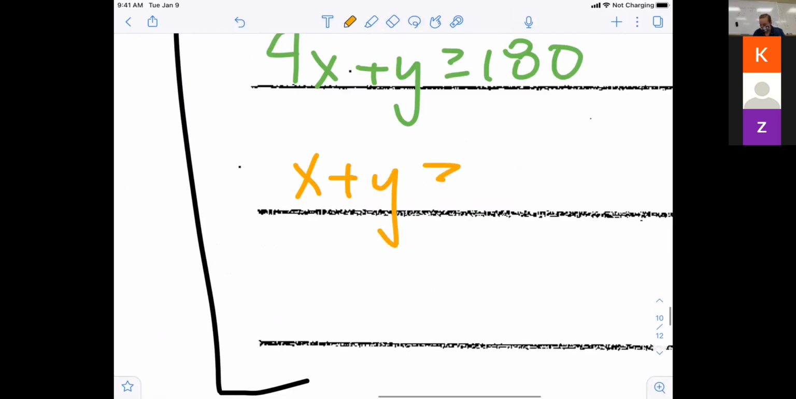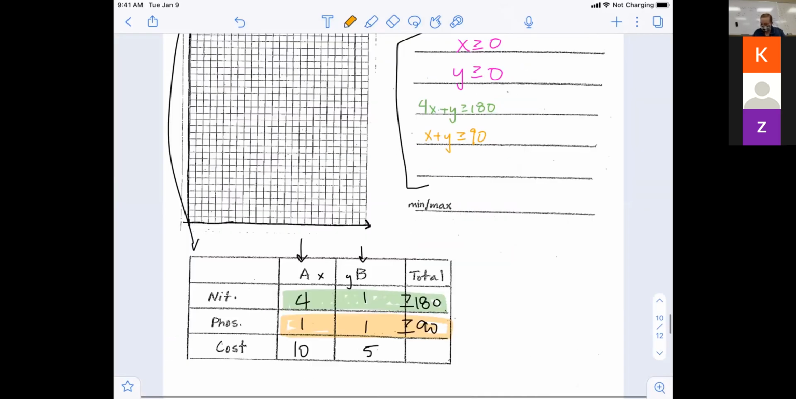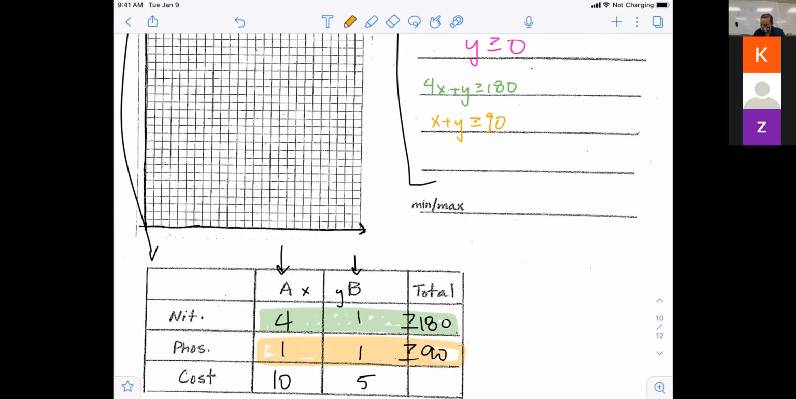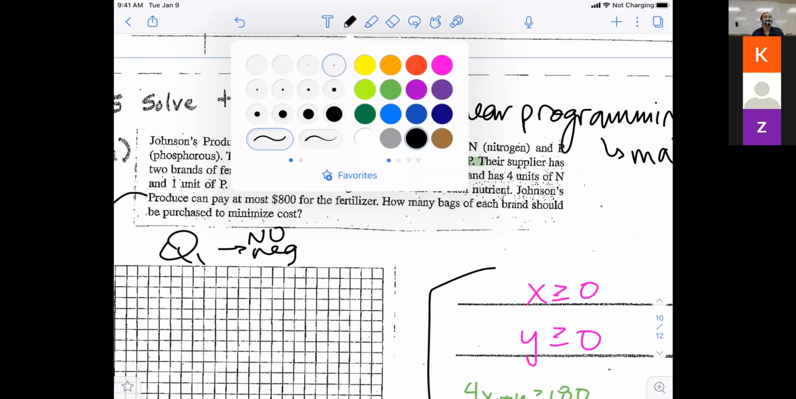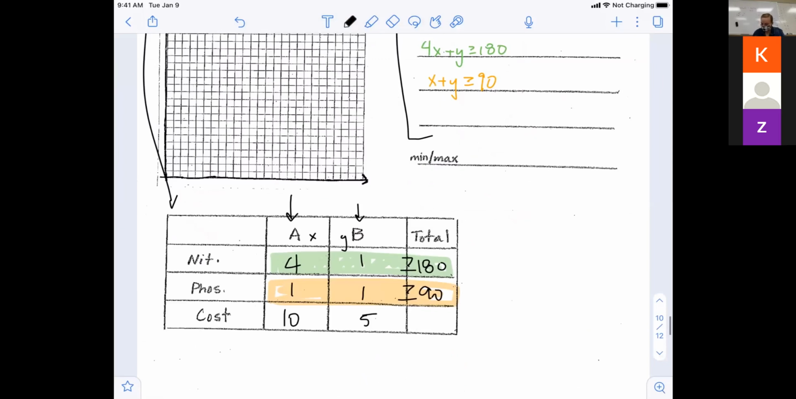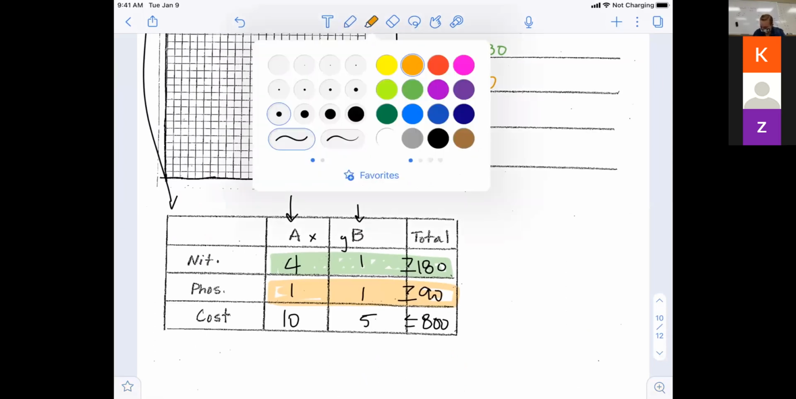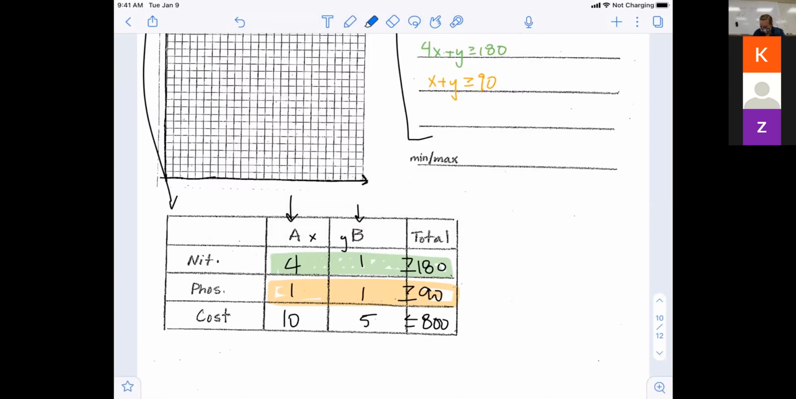And then the last one, we are actually going to do cost. Normally we don't do this one because it asks me to minimize, but it also in the same breath says that we can only spend at most $800. So we want to spend the least amount, but I also can't spend more than $800. So I am going to graph this one. My cost is going to be less than or equal to $800. I'm going to do one more equation. We'll make this guy blue. It'll be 10x plus 5y is less than or equal to 800.